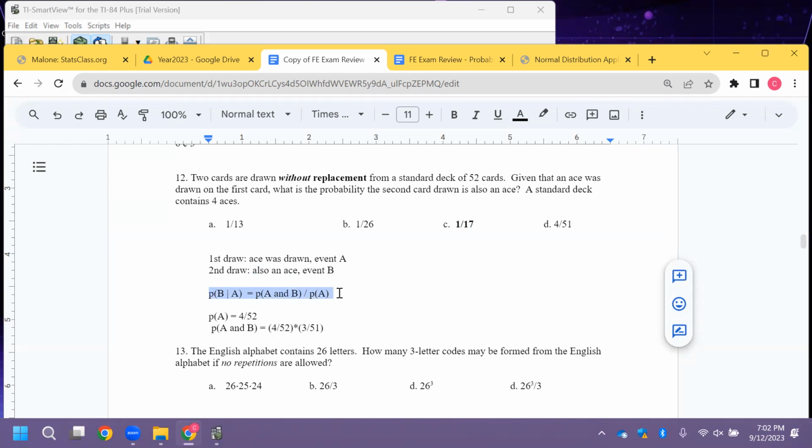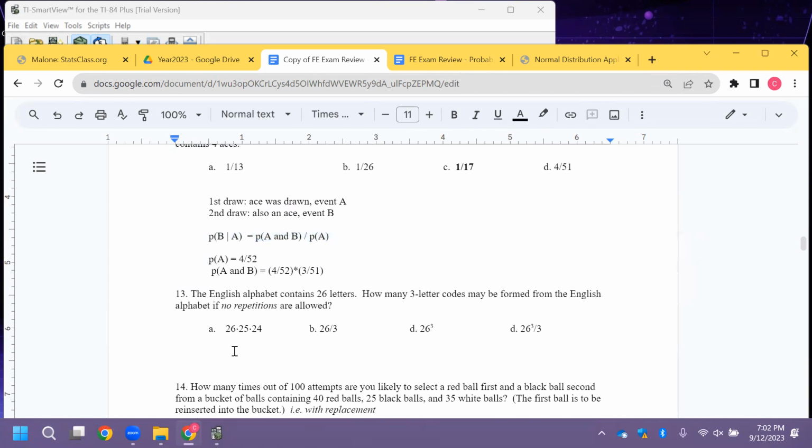Okay, next one's a little bit more straightforward. The English alphabet contains 26 letters. How many 3-letter codes can be formed if no repetitions are allowed? Okay, this is going to be simply 26. At least how I would draw these out, that's my first letter, that's my second letter, that's my third letter. How many choices do you have for the first letter? 26. No repetitions. How many choices you got for the second letter? 25. No repetitions. How many you got for the third letter? 24. Whatever 26 times 25 times 24 is.